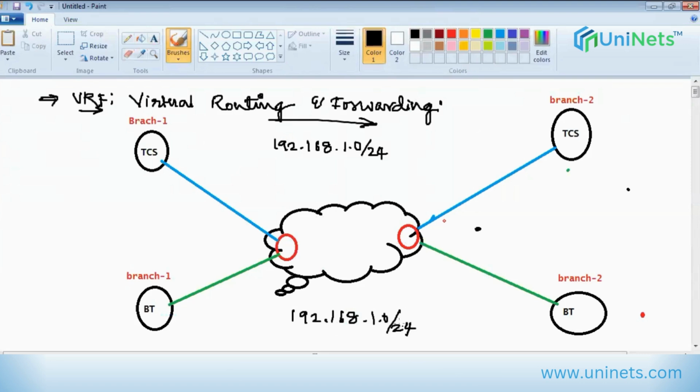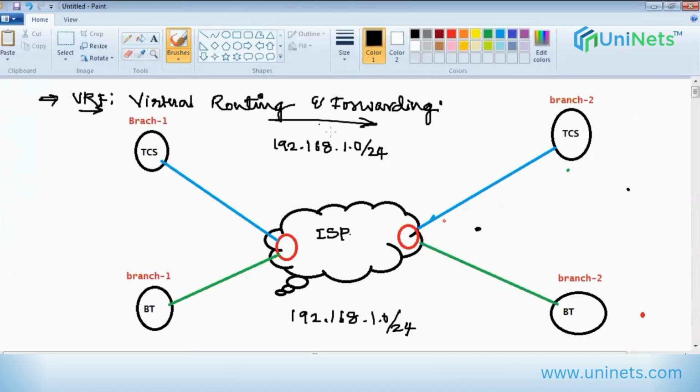192.168.1.0/24. Being ISP, I cannot tell BT or TCS to change their internal network. Right? After the deployment of their networks in their branches, they have come to me for the extension of their network, and now I cannot tell them to change their networks.